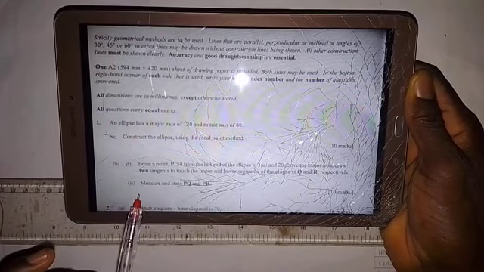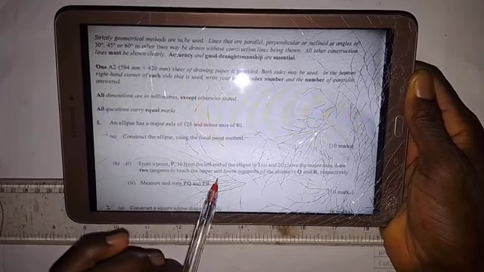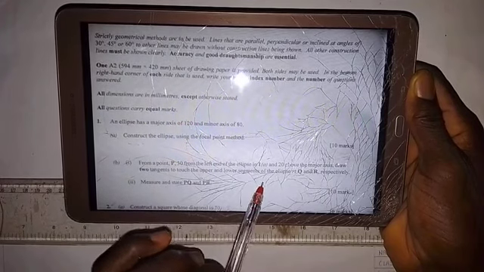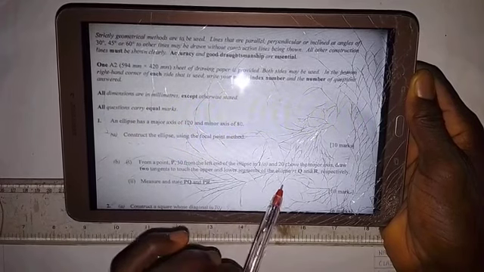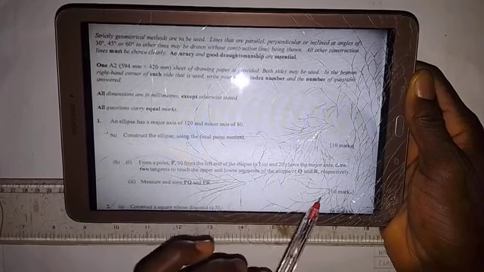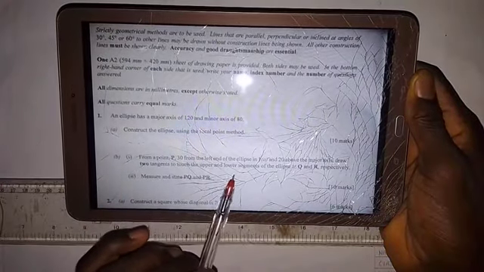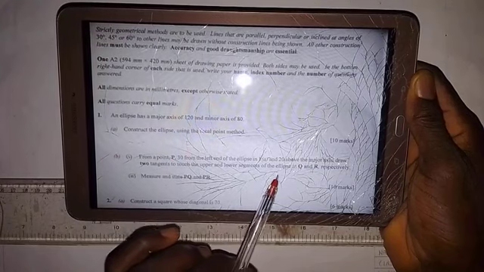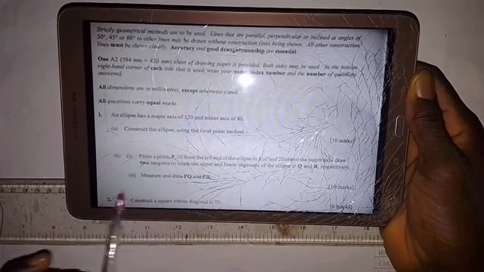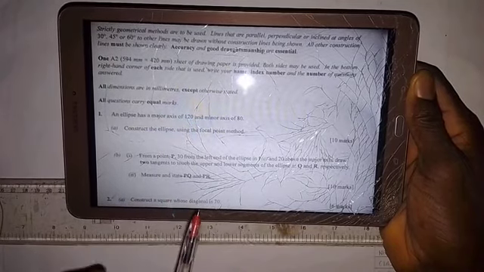Question B, Roman figure 1, says that from a point P, 30 from the left end of the ellipse in question 1A and 20 above the major axis, draw two tangents to touch the upper and lower segments of the ellipse at Q and R respectively. And question B, Roman figure 2, says that we should measure and state PQ and PR.